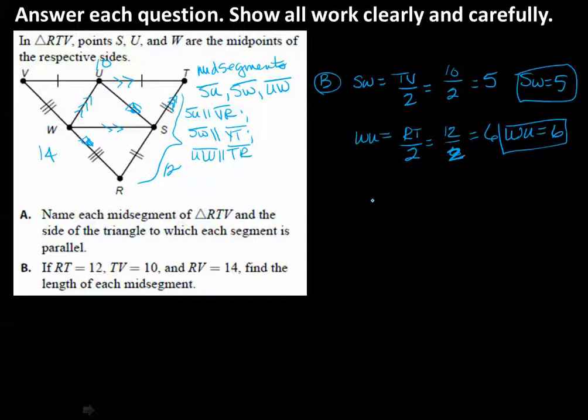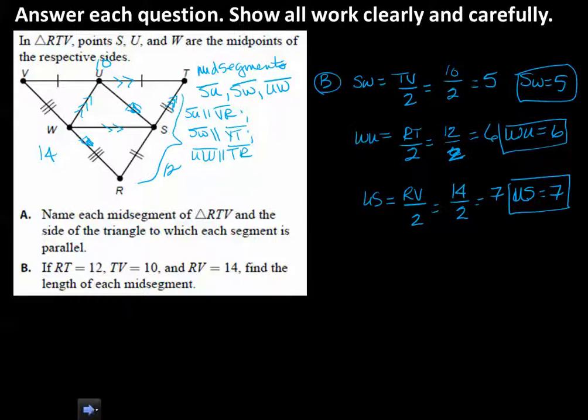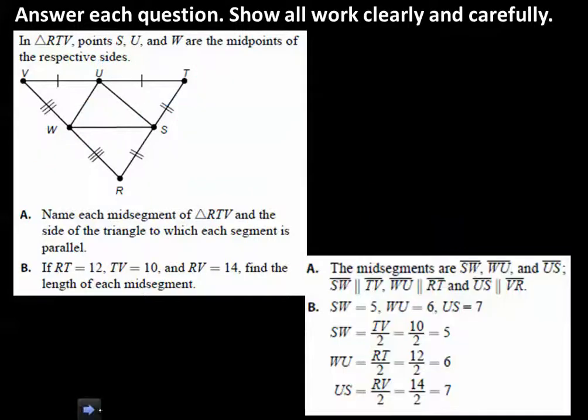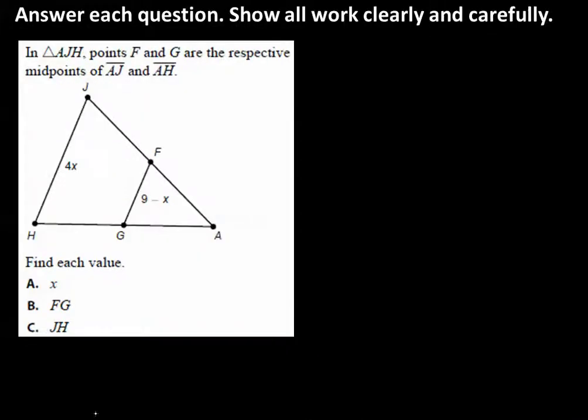Okay. And then the last one is US. I think I called it SU. Doesn't matter. You're going to take RV divided by 2. RV is 14. 7. So US equals 7. There we go. There's the official answers. You can look at it in the slides if you want to go back through the slides.